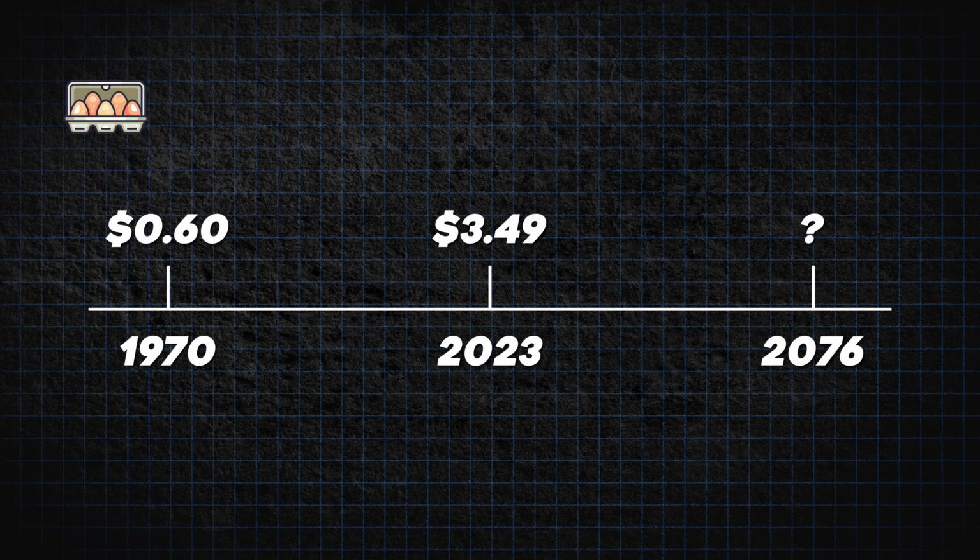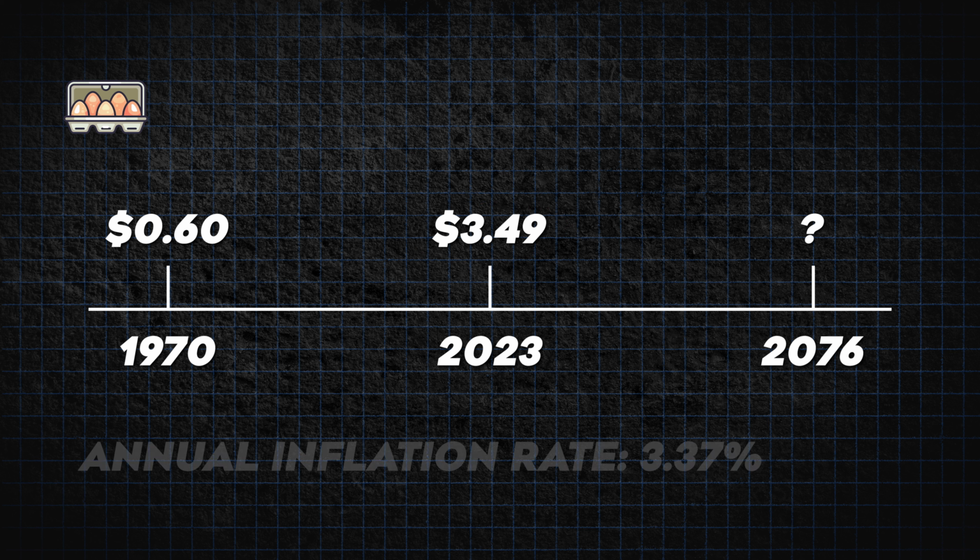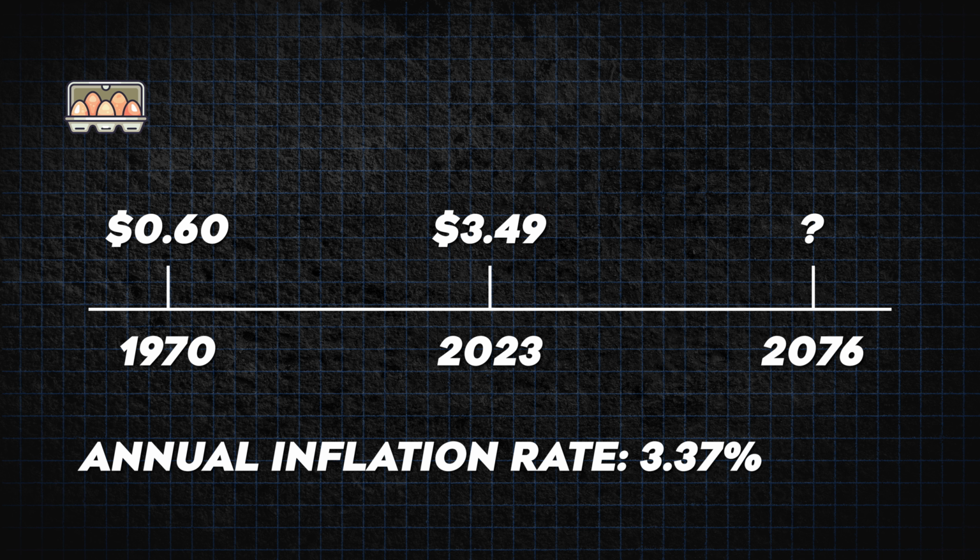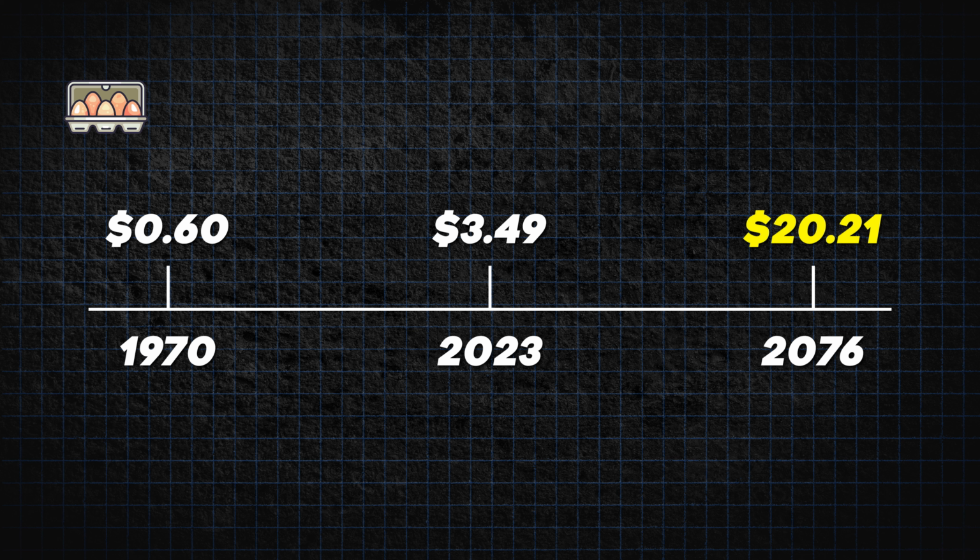If we start off with 60 cents 53 years ago and end today at $3.49, over 53 years, that is an average inflation rate of 3.37%. If we plot that forward for the next 53 years, and eggs continue to have an inflation rate of 3.37% for the next 53 years, then eggs will cost a whopping $20.21 by the year 2076, just for the middle tier regular eggs.